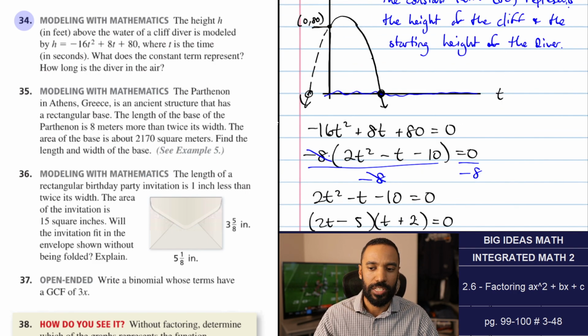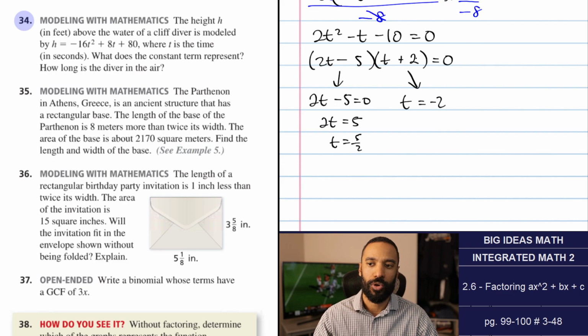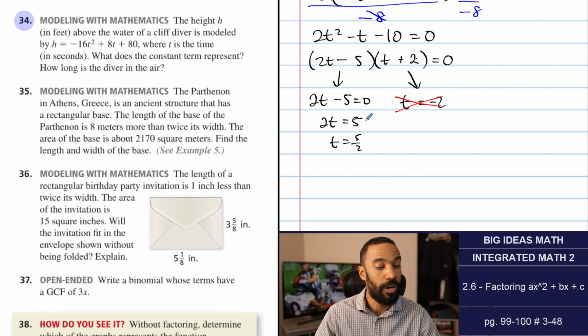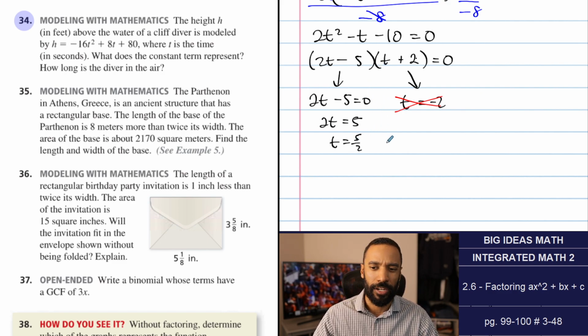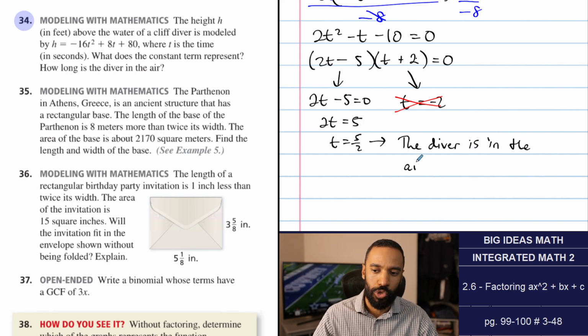Now, negative 2 was the time that's to the left here that is irrelevant to the problem in the model. The diver is not ascending up to the cliff here. That's just this model. This part of the model doesn't count. So this part's going to be outright ignored. Now, 5 halves is the answer, but it's a word problem, which generally means our units should be applied a little bit better. So how long is the diver in the air? 5 divided by 2 is 2.5. The diver is in the air for 2.5 seconds before they meet their ultimate fate.